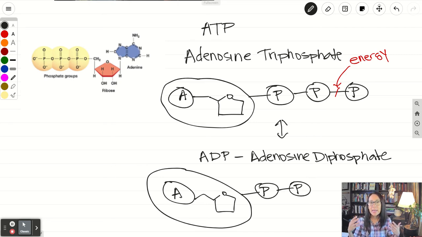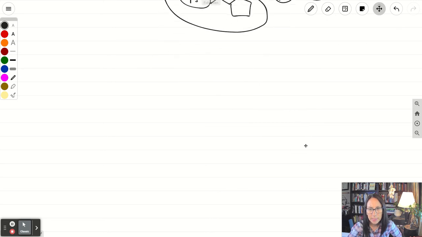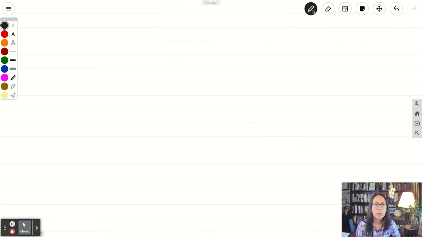And this is a dehydration reaction and a hydrolysis reaction. Okay, so when you break that bond, that's hydrolysis. When you put a new P on here, that's a dehydration reaction. Okay? Okay, so that is a very important chemical reaction. The last thing that I want to talk about is this other type of reaction. Okay, it is called a redox reaction.